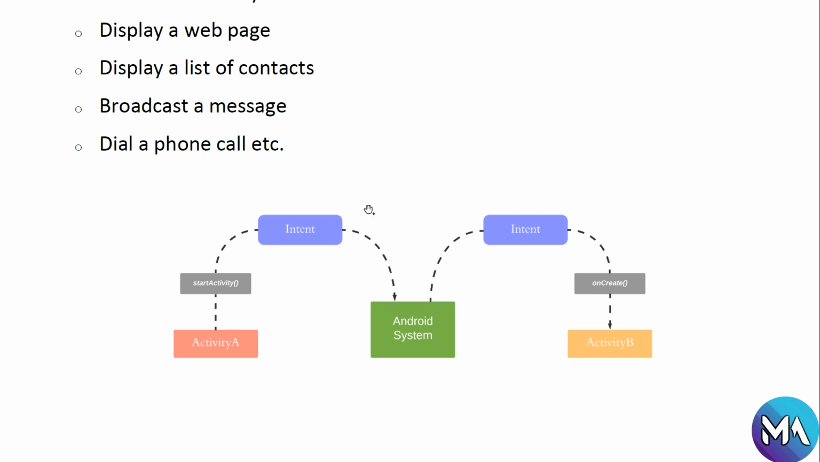So if we are on activity A, the first activity, startActivity is called, and an intent is called. We need to go to activity B. If we need to navigate from A to B, the intent is passed to the Android system, and then the intent comes back to the onCreate method, and activity B will be launched. Don't worry, we'll see an example in Android Studio.